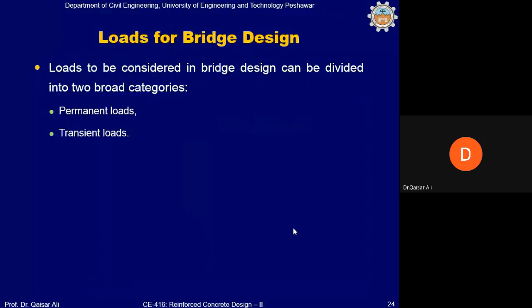So these were different types of bridges. If you have any question, you can ask questions. Otherwise, we will go ahead and discuss loads for bridge design. Okay, if there are no questions, then let's go ahead.